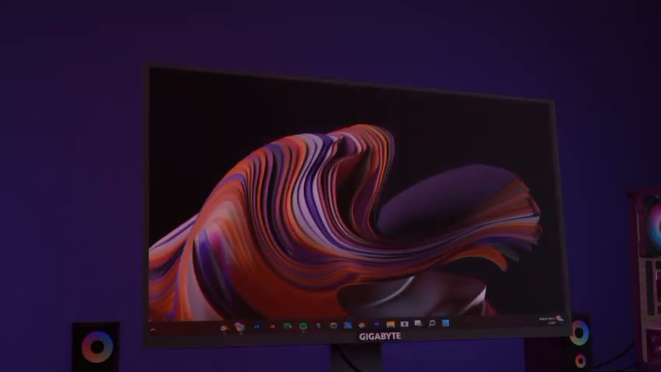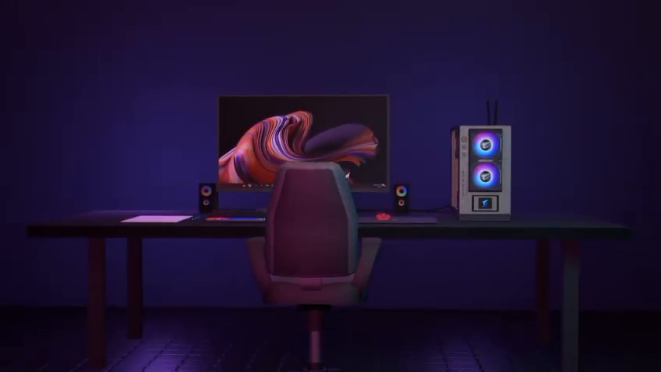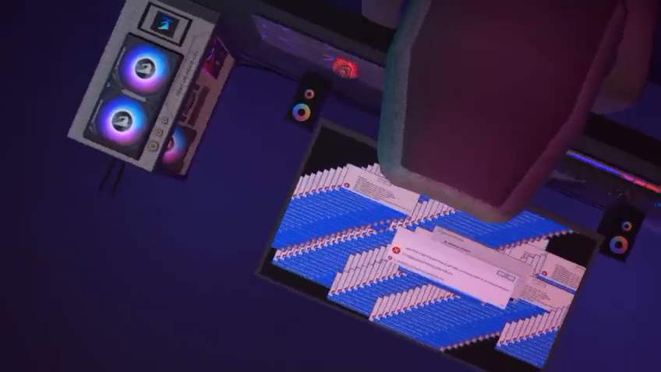How does a computer actually work? I often find myself thinking about that whenever I'm using one. What? What's going on? What? Where is it? Hello, mister.